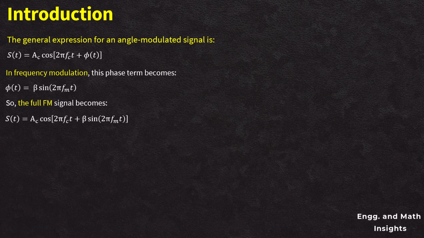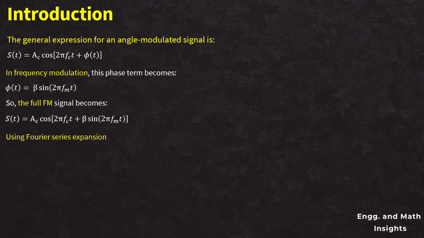Now this expression cannot be simplified easily using elementary trigonometric identities, but thanks to Fourier series expansion, we can write this frequency modulated signal as a sum of infinite cosine terms, each with different frequency shifts. This is where the Bessel functions come in.